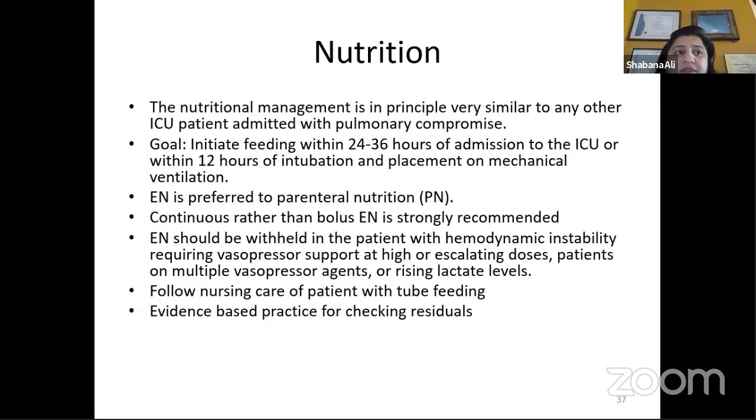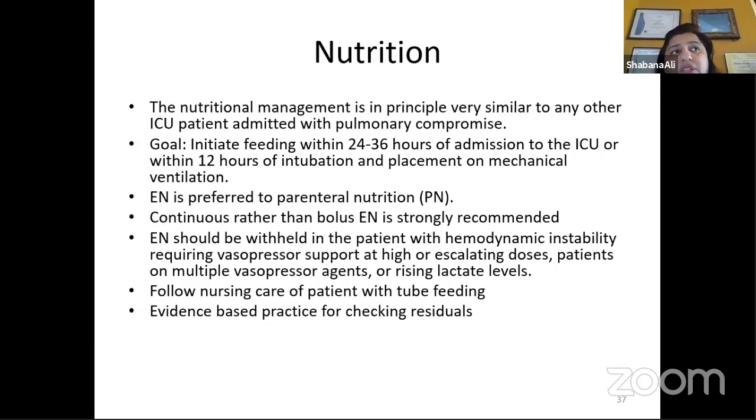So now the evidence says that we should not be checking the residual on the patient. Even if you are checking, and if the residual is 400 or 450, do not turn off the nutrition. Let it go at its own pace, and we should not be turning off the nutrition at all.